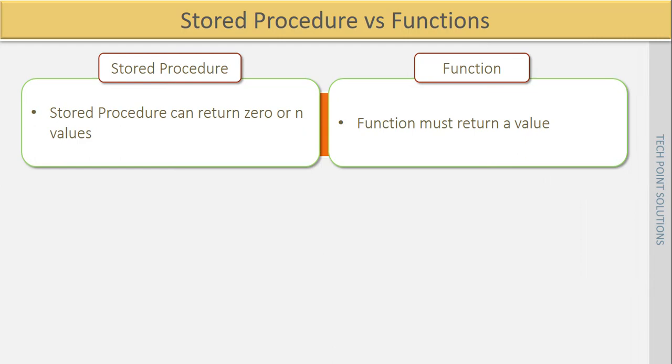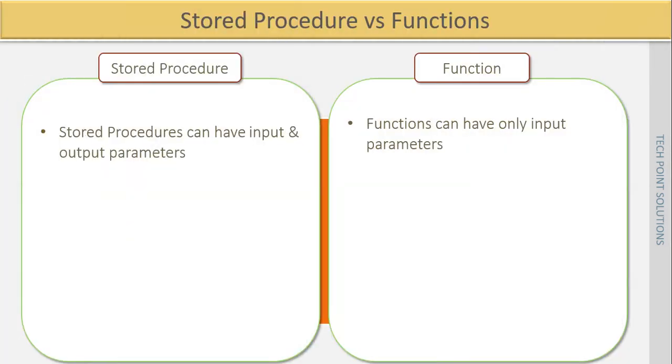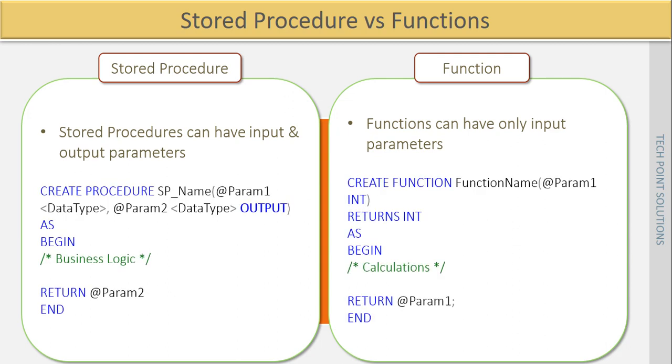Store procedure can return 0 or n values. Function must return a value, so it could be scalar value, table, or any string value. Store procedures can accept input and output parameters. However, function can accept only input parameters. Here is the syntax with store procedure input and output parameters.